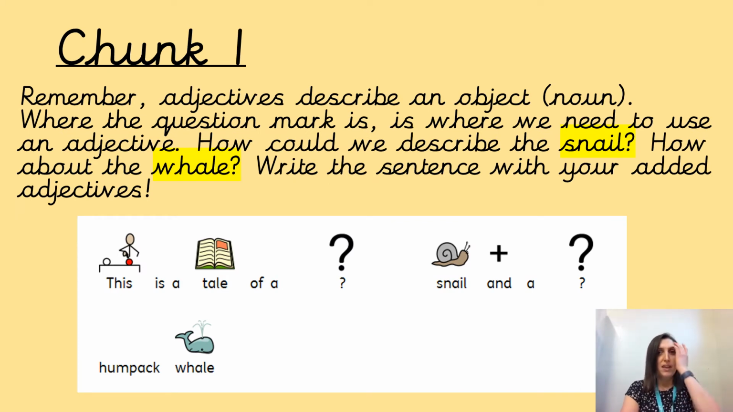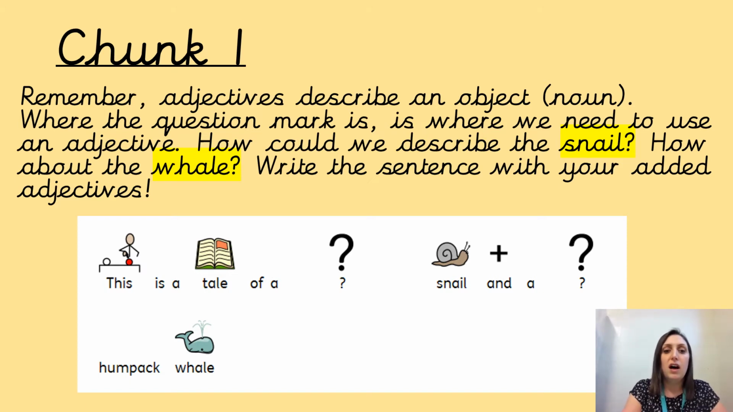Okay, parents and carers, you might be thinking, what is chunk 1? But hopefully the children will be able to tell you. So Year 1, we have got chunk 1 here. That means today you're going to be writing chunk 1, chunk 2, and chunk 3. So by the end of this English lesson, you will have written 3 sentences. We're thinking about the beginning of the story, okay? And we're going to rewrite the beginning of the story, but think of our own adjectives.